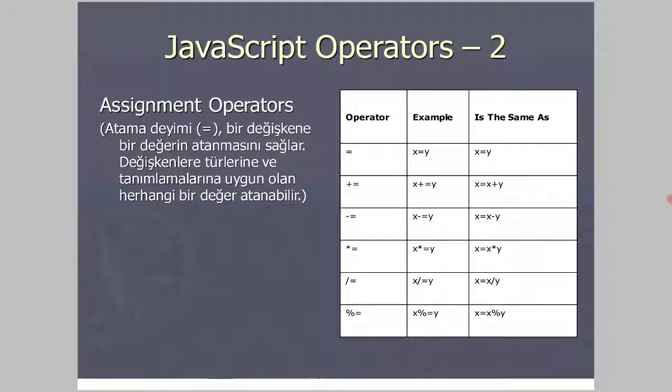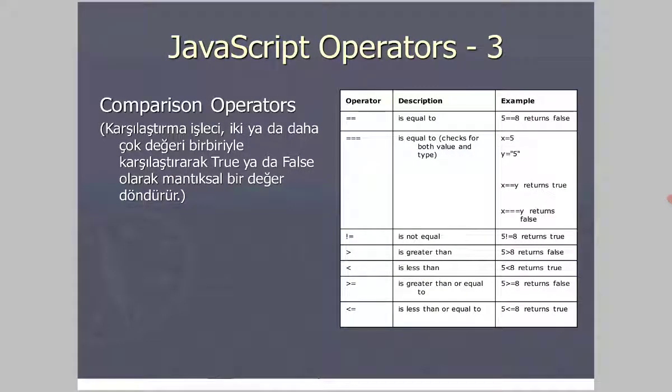Equals to is an assignment operator, and plus equals to, minus equals to, star equals to, slash equals to, and percentage equals to are also assignment operators. Double equals to is a comparison operator, which means they are generally used to do comparisons, like whether two variables or values or expressions are equal or not. Not equals to, greater than, less than, greater than or equals to, less than or equals to.